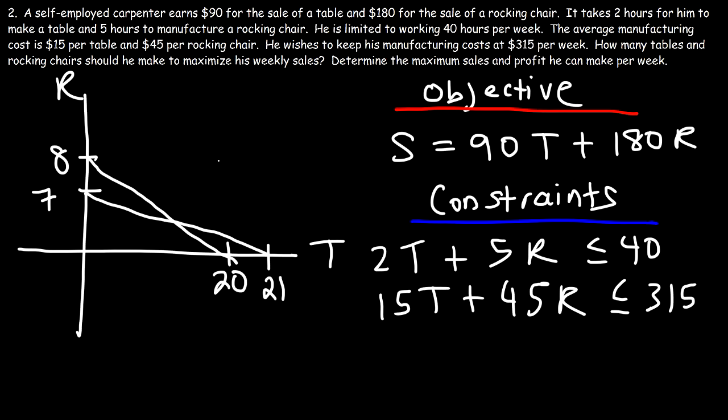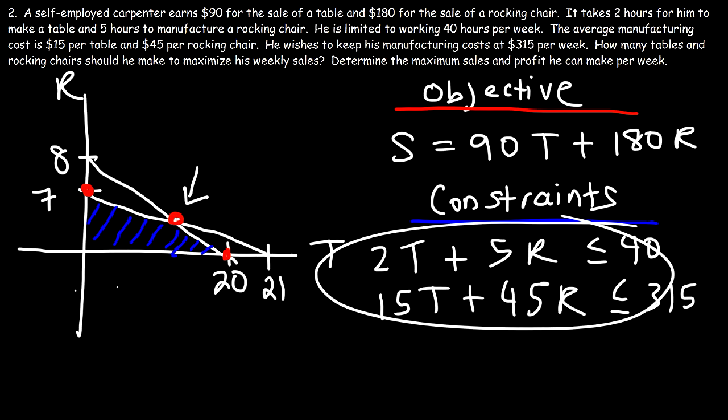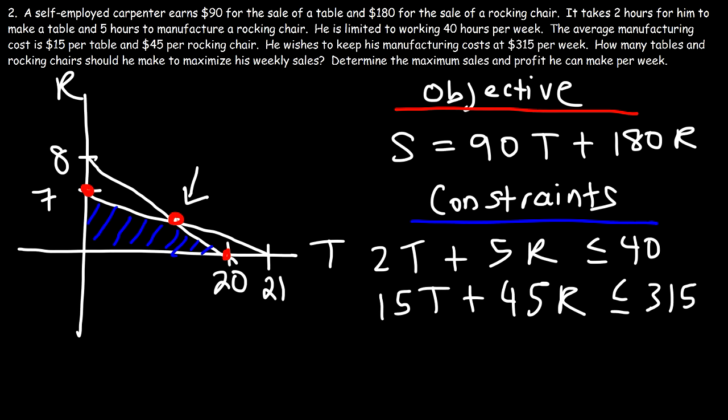And so this is going to be the point of intersection. So we have 3 points of interest. And this is where the solution is going to be located in, somewhere in that region. Now we need to find this point of intersection. So let's solve this system of inequalities that we have.